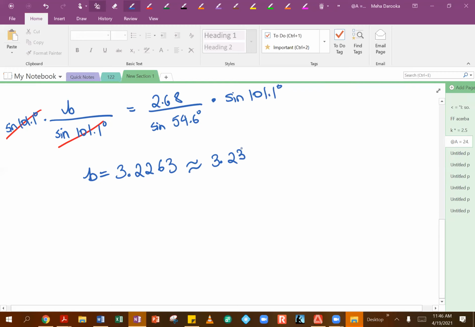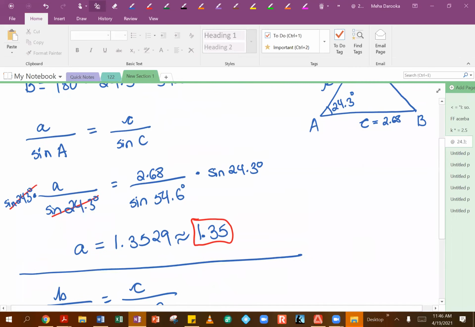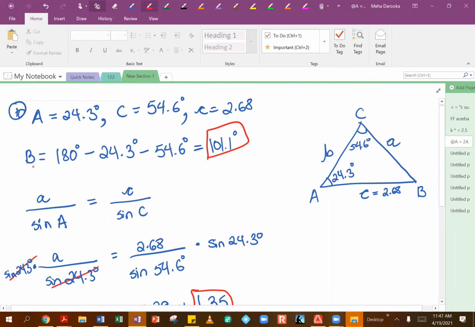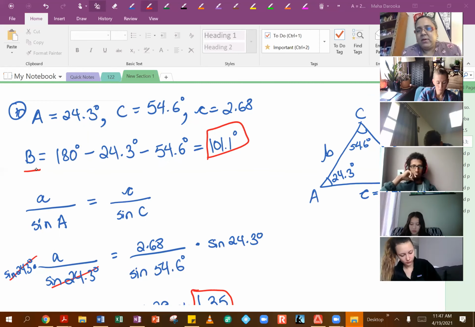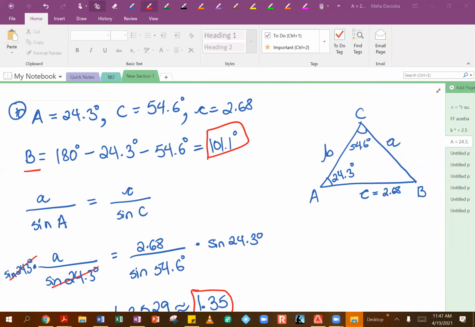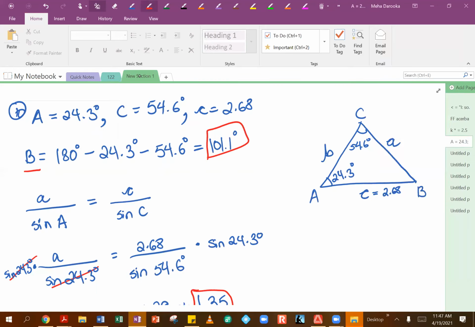So again, very simple, very straightforward. But now we have our 2 missing sides. And then, of course, we had our missing angle. Did you guys have any questions on this example here? Okay, so remember, this is for triangles that don't have a 90-degree angle with them. So this was number 10.